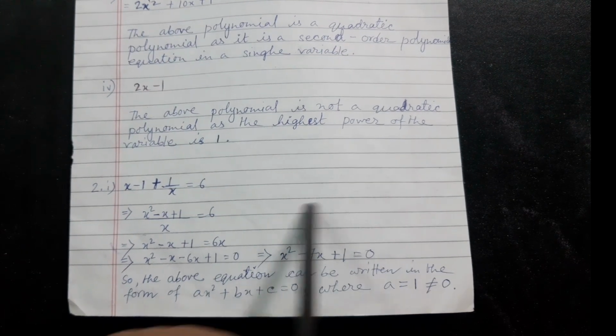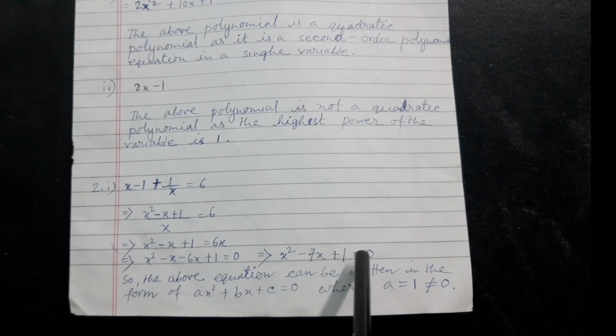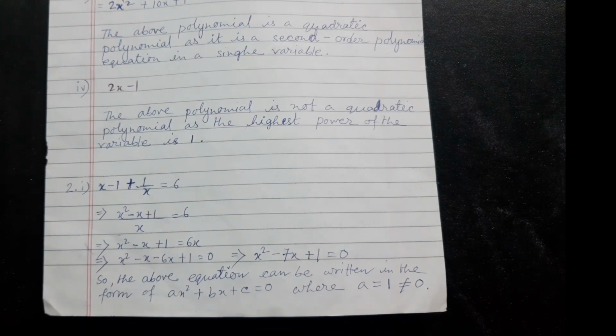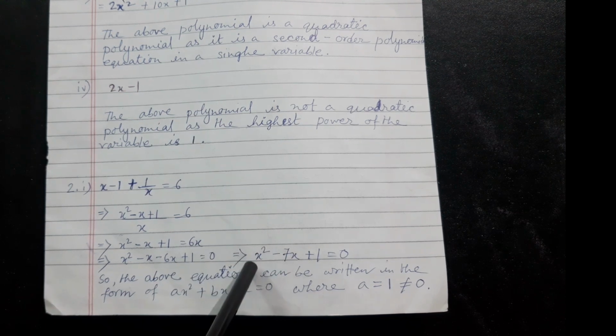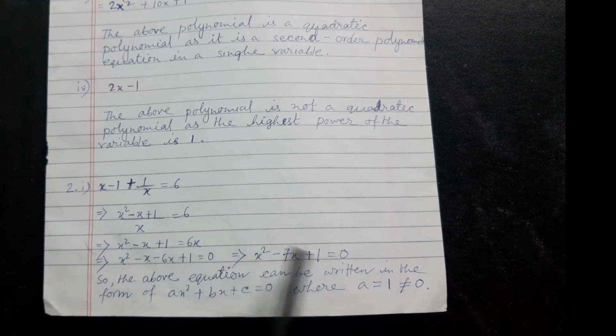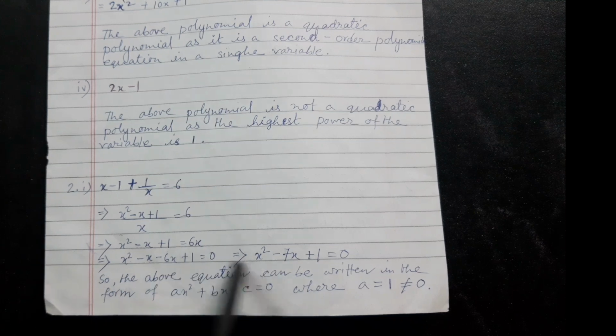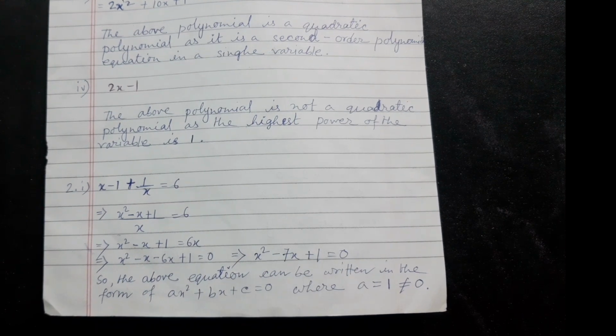So, this is the form of ax square plus bx plus c equal to 0. So, the above equation can be written in the form of ax square plus bx plus c equal to 0, where a equal to 1, that is not equal to 0. That is, the coefficient of x square is 1, not 0. So, we can say that this equation can be written in quadratic form. Okay. Now, the next sum.